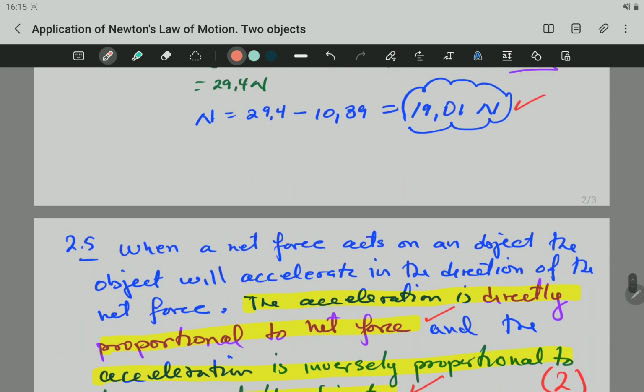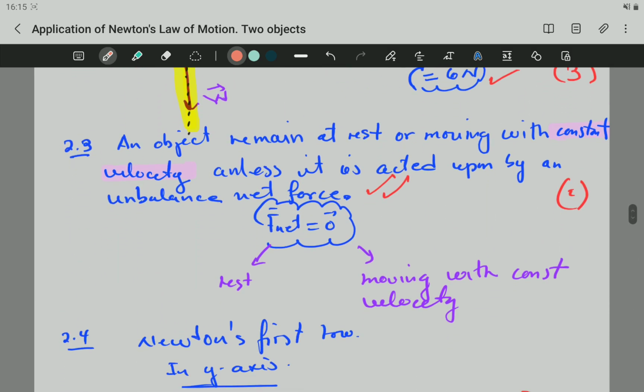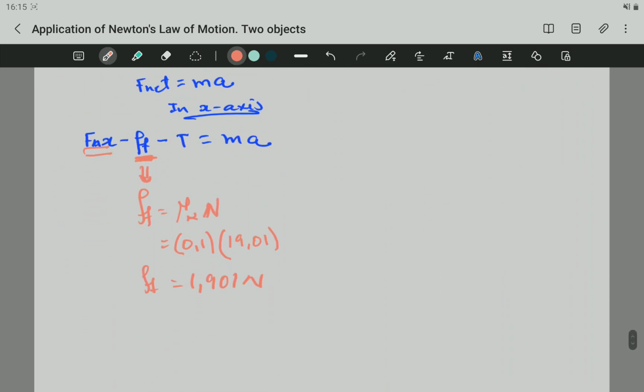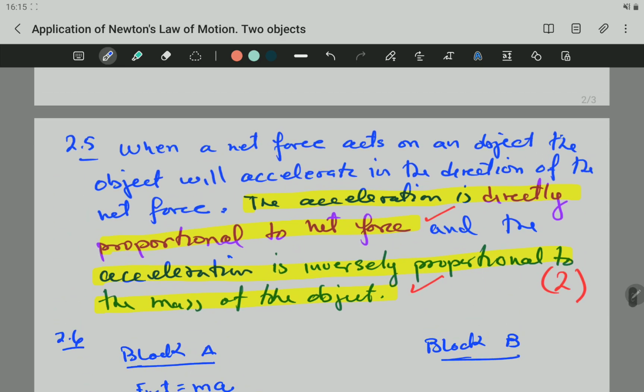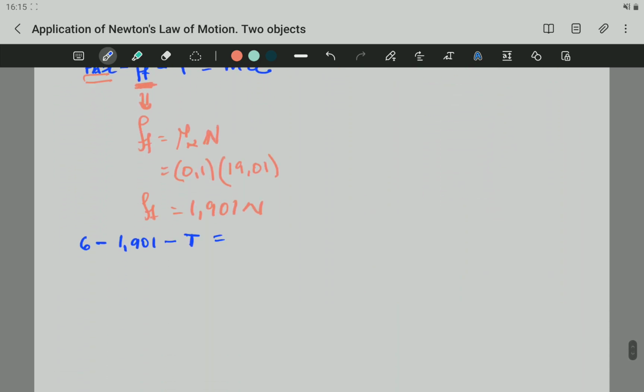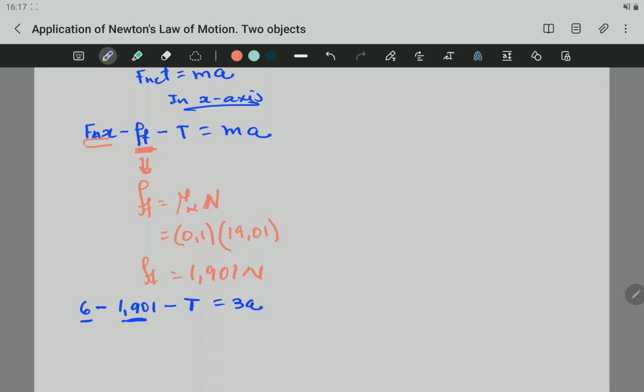So now we can substitute the applied force in x. We also calculated it in question 2.2, which was 6. So if we substitute the values we have 6 minus the frictional force 1,901 minus T, we don't know T, and the mass is 3, so it's equal to 3a. Here we can do this calculation, and this gives 4,099. Please check all the calculations and make sure they are well done.